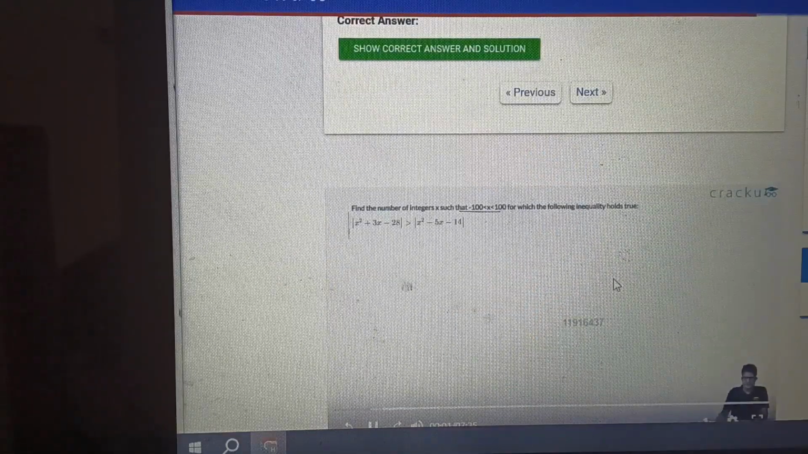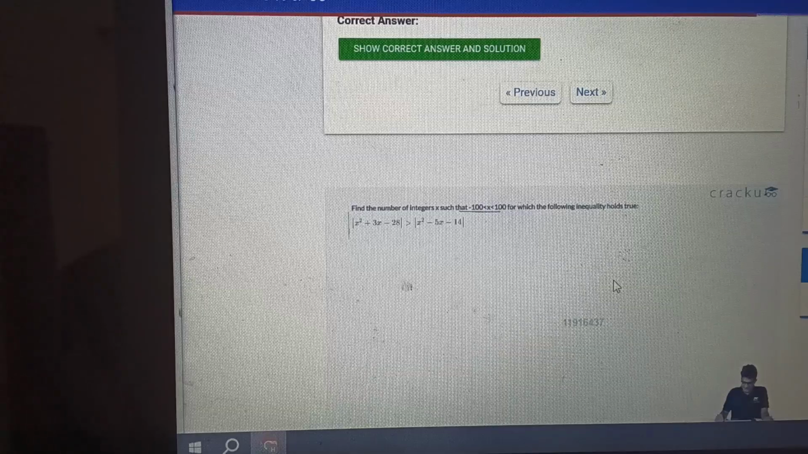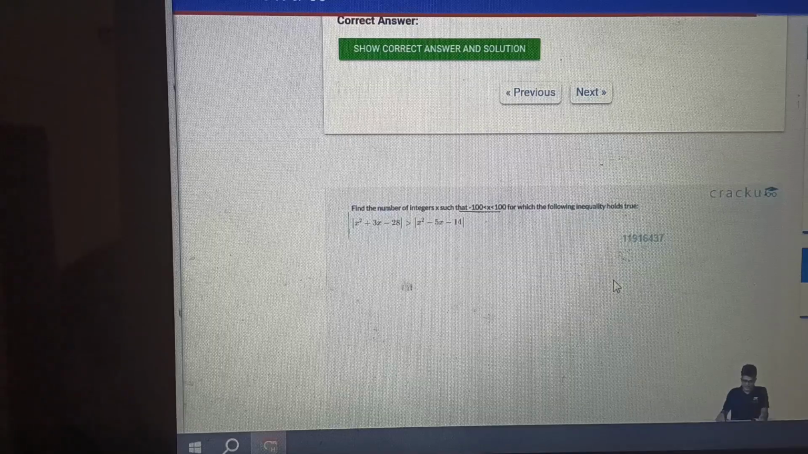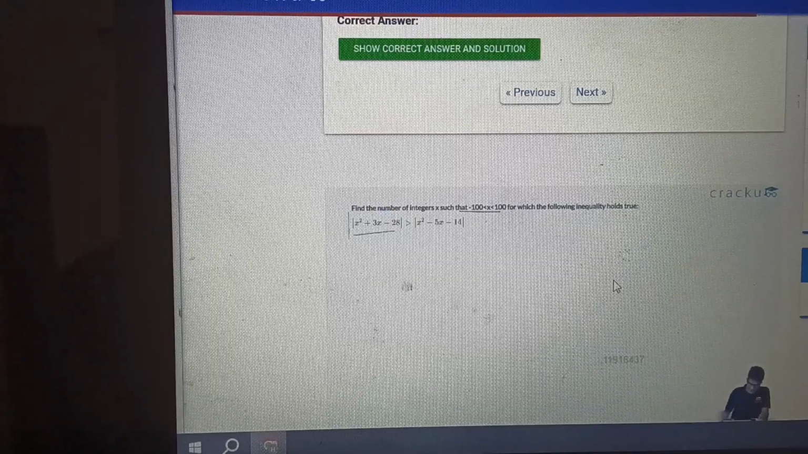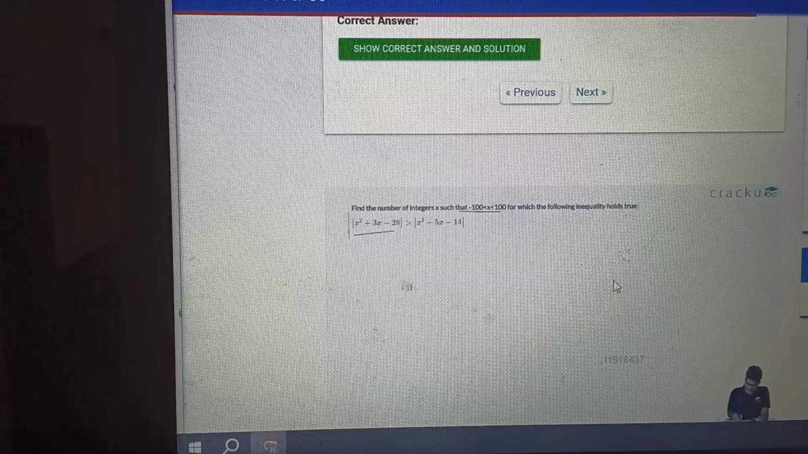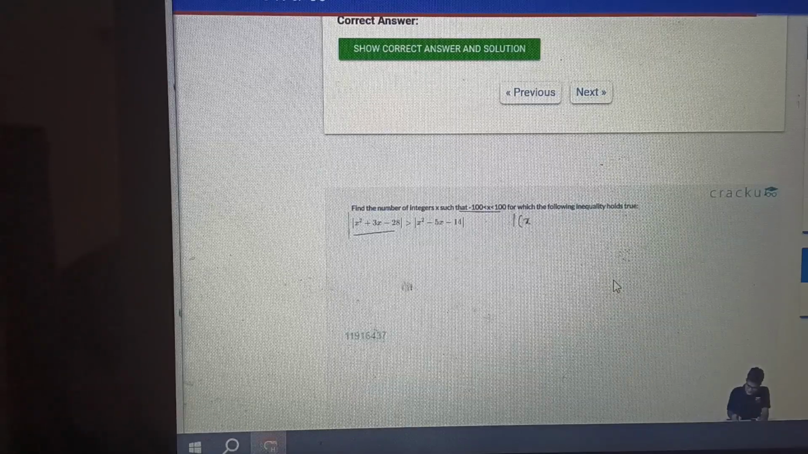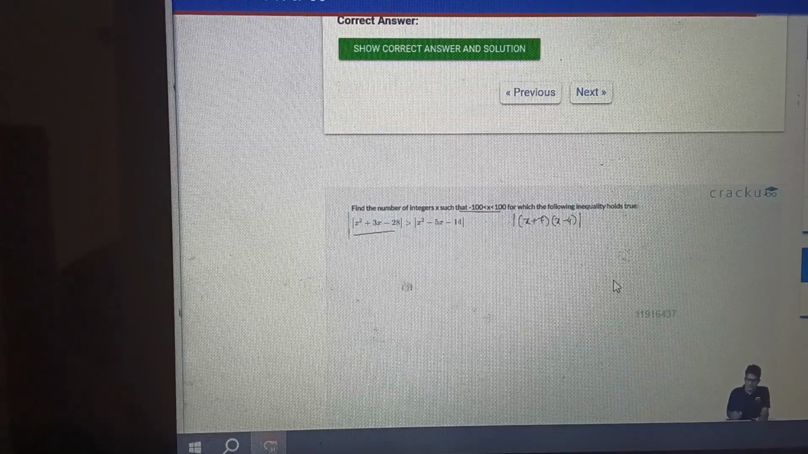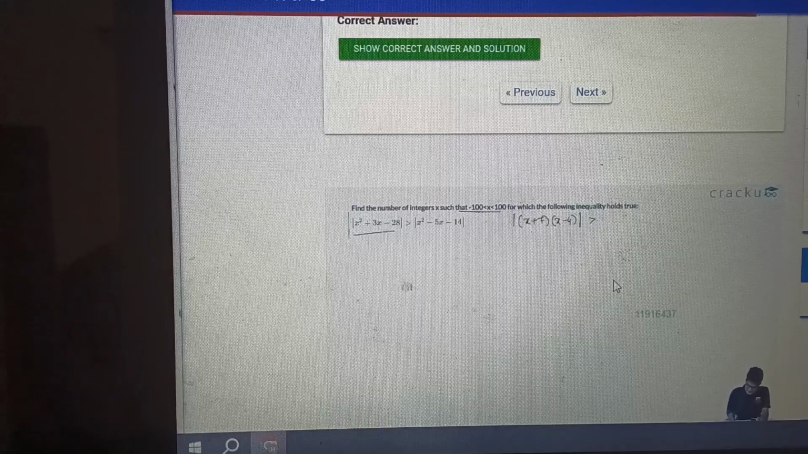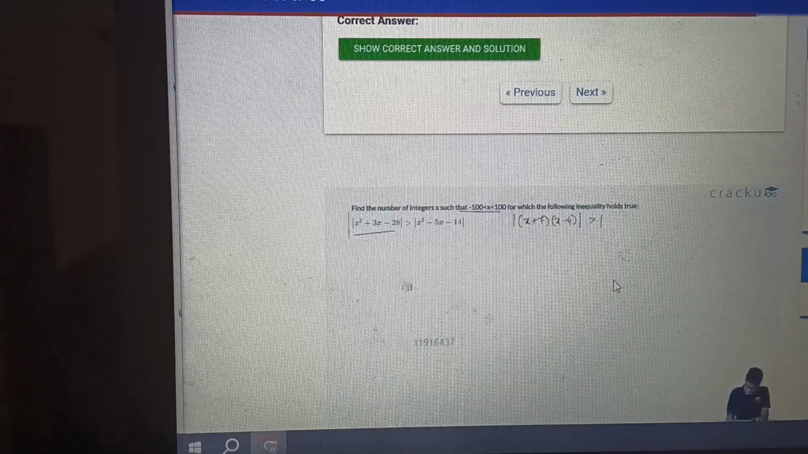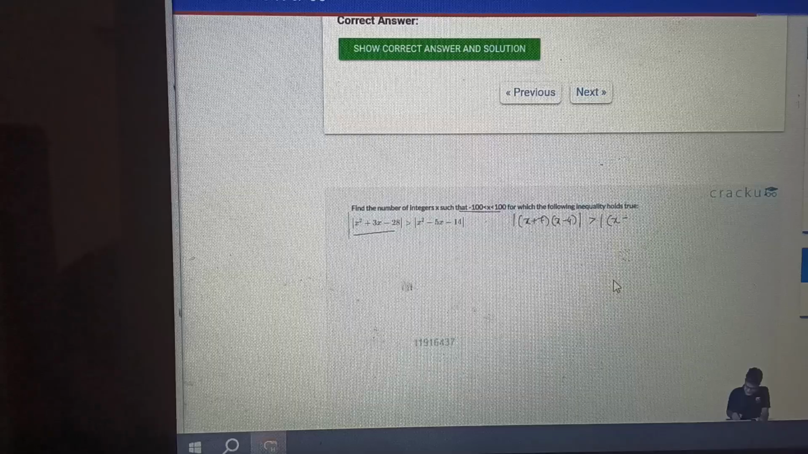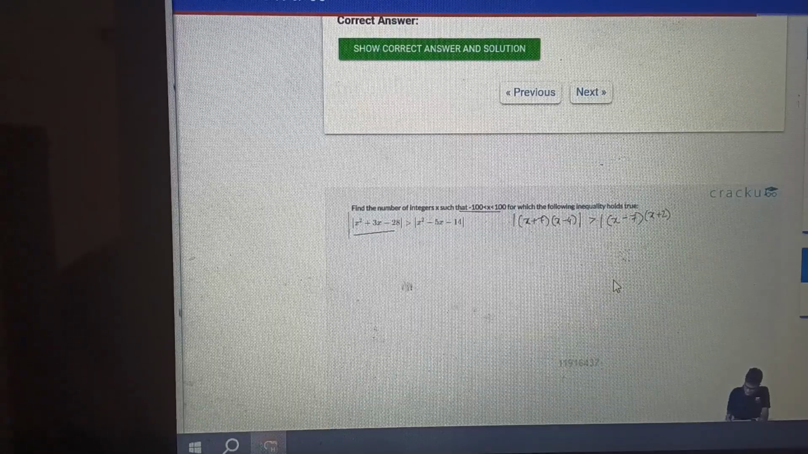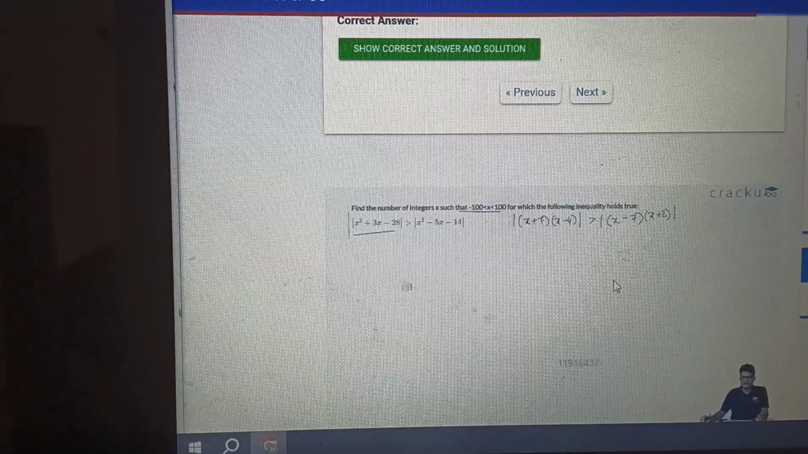In this question, we are asked to find the number of integers x which lie between minus 100 and plus 100 for which the given inequality is true. If you look at the inequality, you can simplify the left hand side, which is modulus of x square plus 3x minus 28, to equal modulus of (x plus 7) into (x minus 4). And what is the right hand side? This is greater than, again, modulus of (x minus 7) into (x plus 2). This is the given inequality.